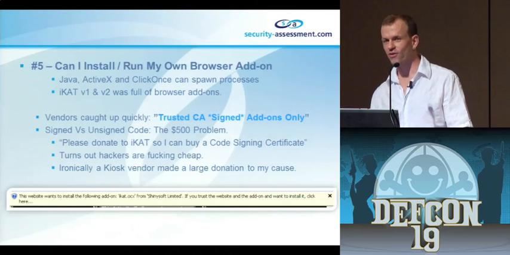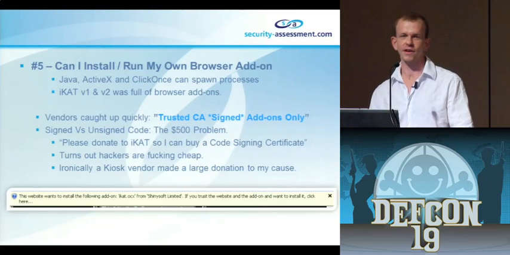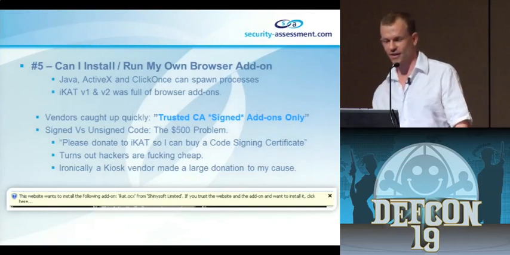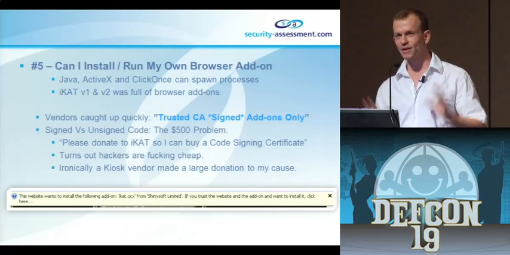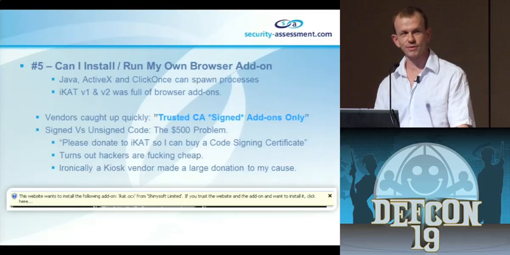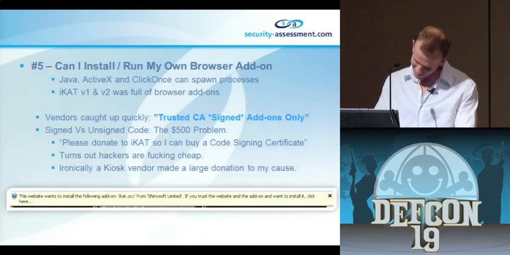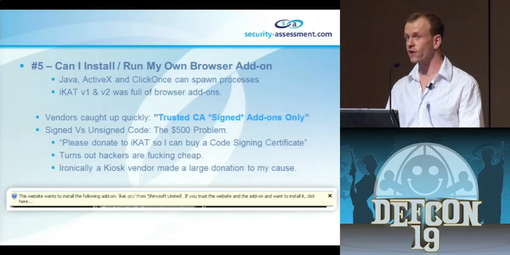So they basically blocked any unsigned plugins from being installed on any kiosk. Like, well, clearly this evil hacker can't afford to buy a code signing certificate. So I set up a big banner on iCat saying, please donate, I need a code signing certificate. It turns out hackers are really cheap because I got maybe about $12. Like, oh man, seriously. But it was actually a kiosk vendor who contacted me.